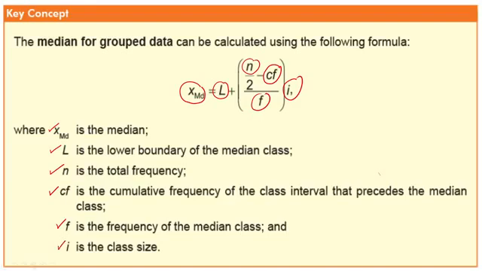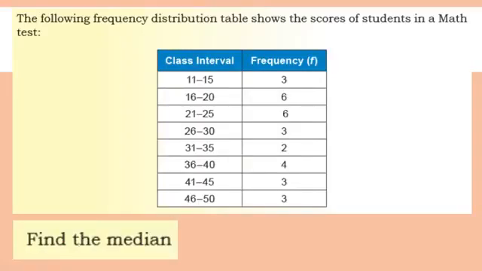Now let's begin with our first example. This will be the given. You are given a frequency distribution table that shows the scores of students in the math test. Sir, how do you understand that table, sir? There is a class interval and a frequency. Now take note, this is a frequency distribution table of the scores of students in a math quiz. So these are the scores.